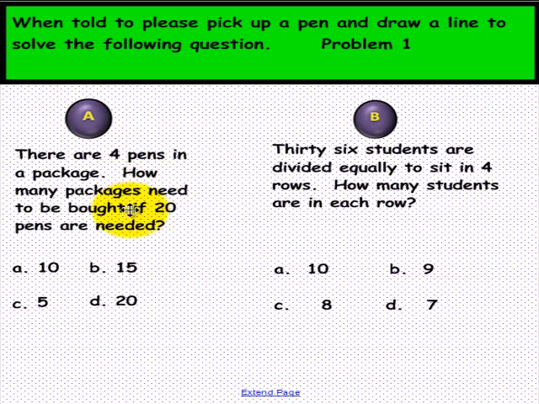Okay, your first one, if you have 4 pens in a package and there are 20 pens, then your answer should be 5. And this one, 36 students in 4 rows, 4 goes into 36 9 times. So there's 9 students per row. If you would please, pick up an eraser and erase the screen, and while you're doing that, please have another student come up to the smartboard for the very next problem.